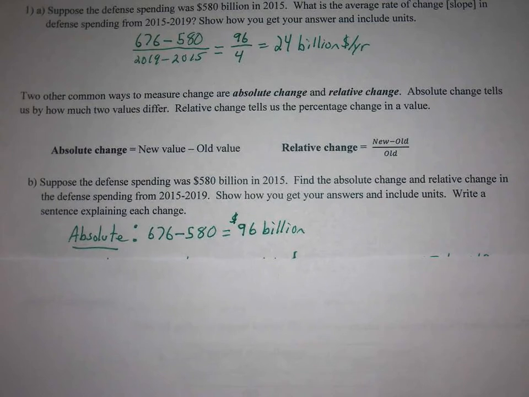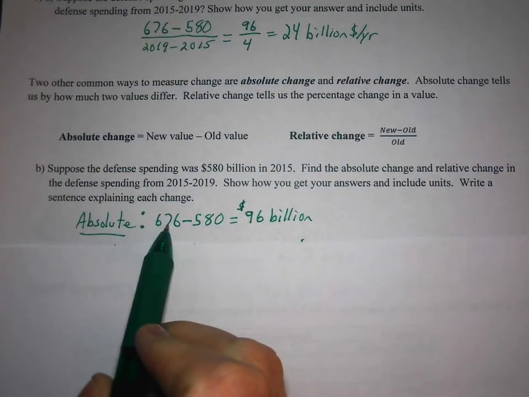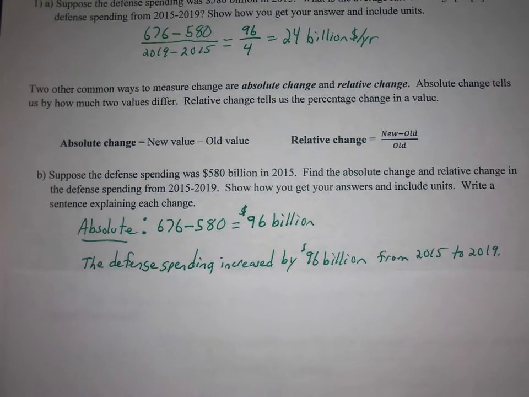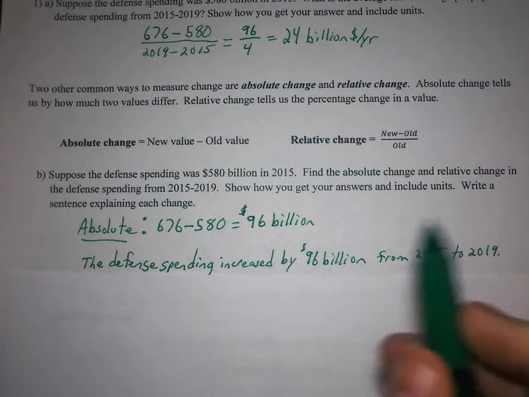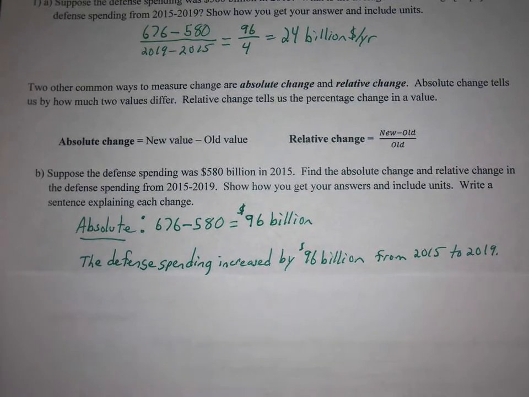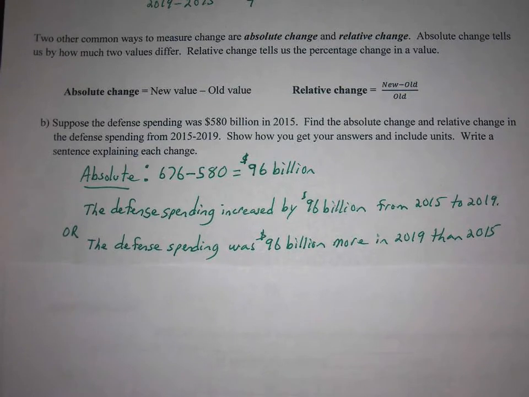And again, there should be nothing overly crazy here. If you wanted to think about what does that mean, it just means that this first value, the new value, is $96 billion more than the old value. So defense spending increased by $96 billion from 2015 to 19. And notice I'm not saying per year or anything. We're just saying the total change was $96 billion over that time span. That's one way to say it. The other way to say it, you could say the defense spending was $96 billion more in 2019 than in 2015. And both of those should make sense. And again, hopefully it's not overwhelming on explaining that. Okay, that should be pretty straightforward.